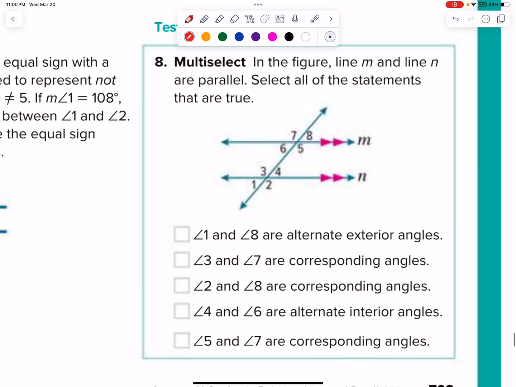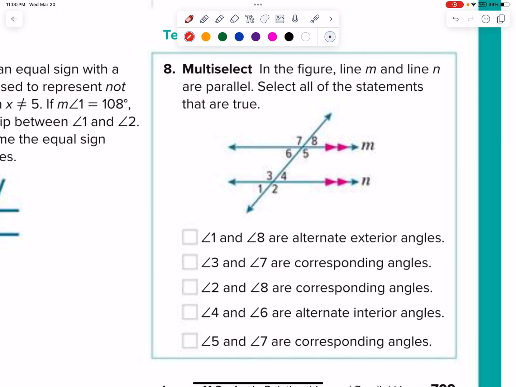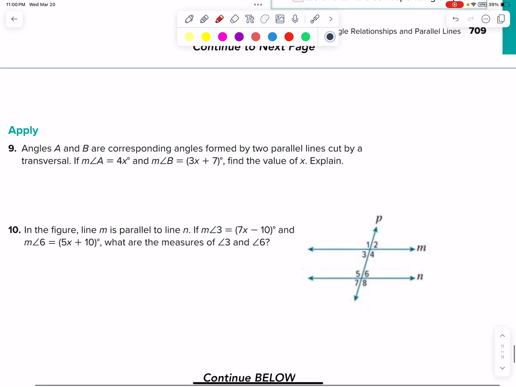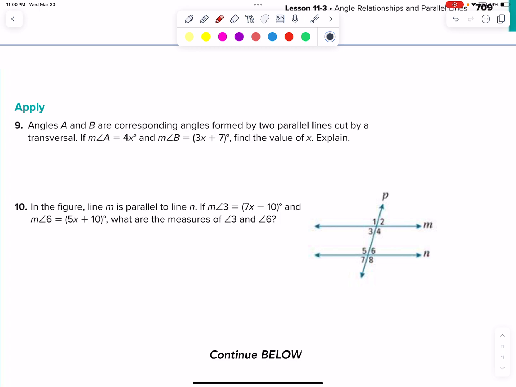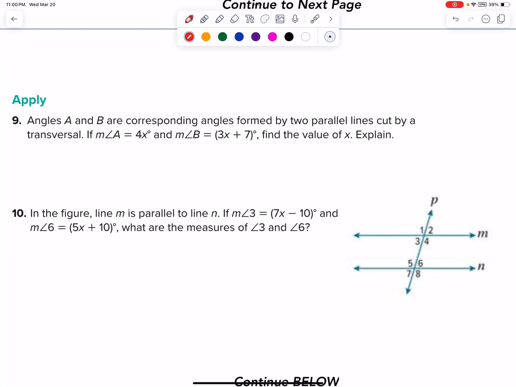All right, number 8, lines M and N are parallel. Select all the statements that are true. So start by highlighting, and then you can identify what's true of those. All right, head to the next page. Numbers 9 and 10 are going to be similar to the ones we did. Number 9, the unique thing is there's no image.